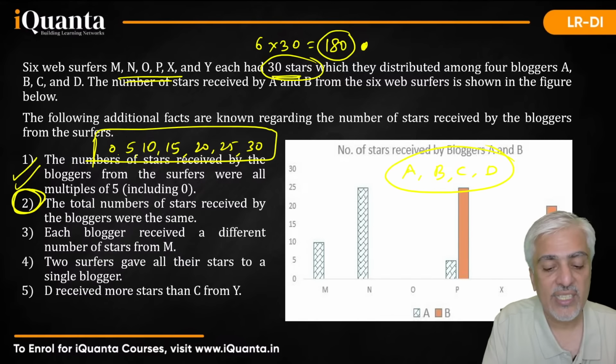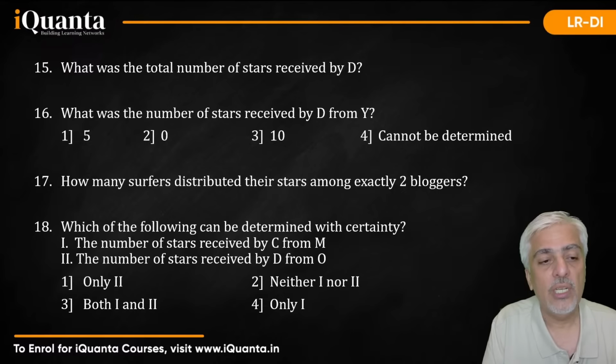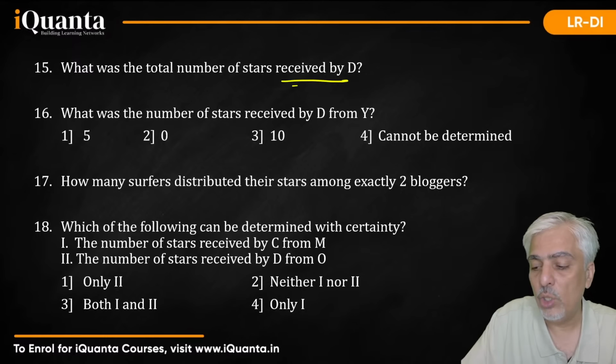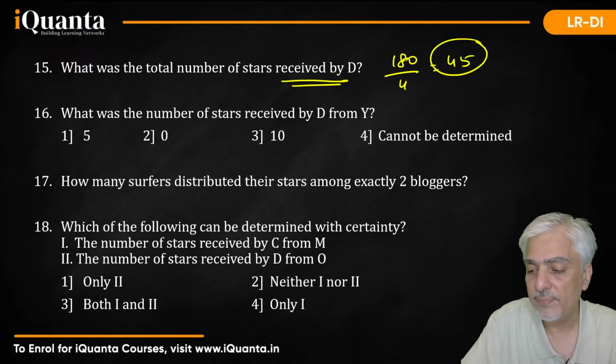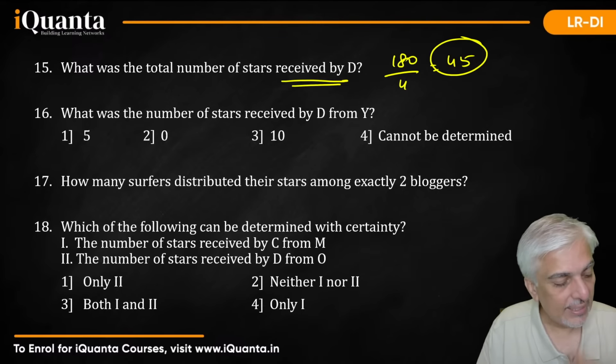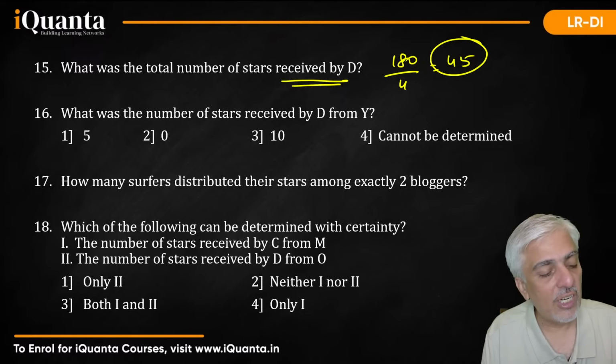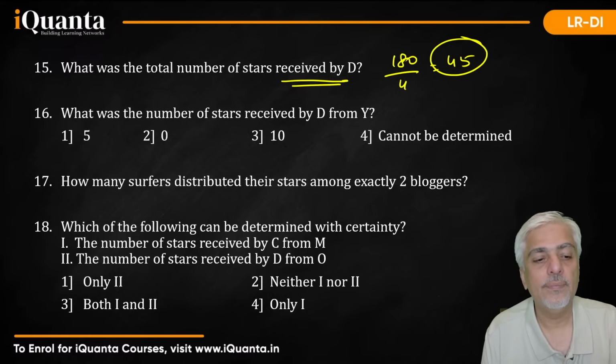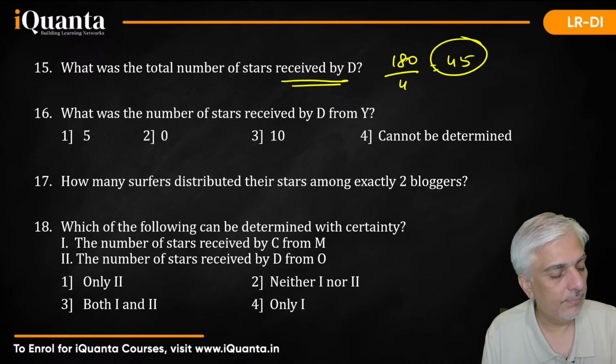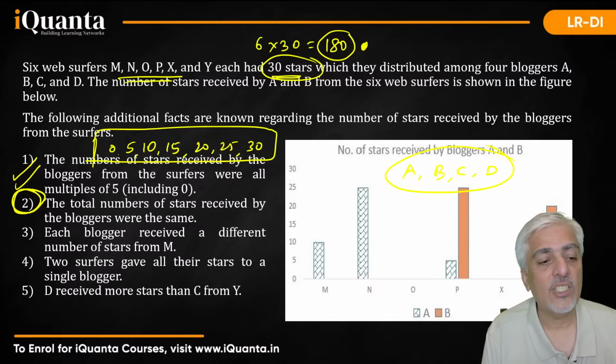So how much did each get? 45, 180 divided by 4. Read question number 1. Total number of stars received by D is 180 divided by 4, 45. Are you all getting this? Have you understood this? How we got one question so easily?